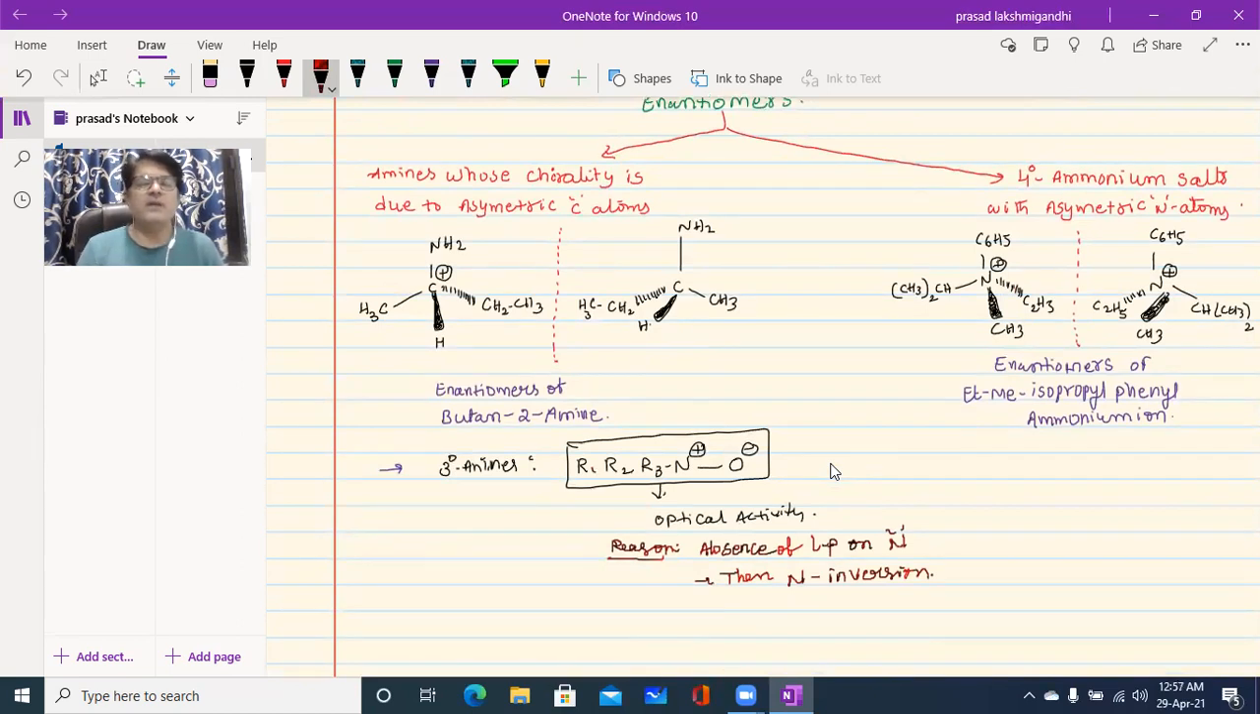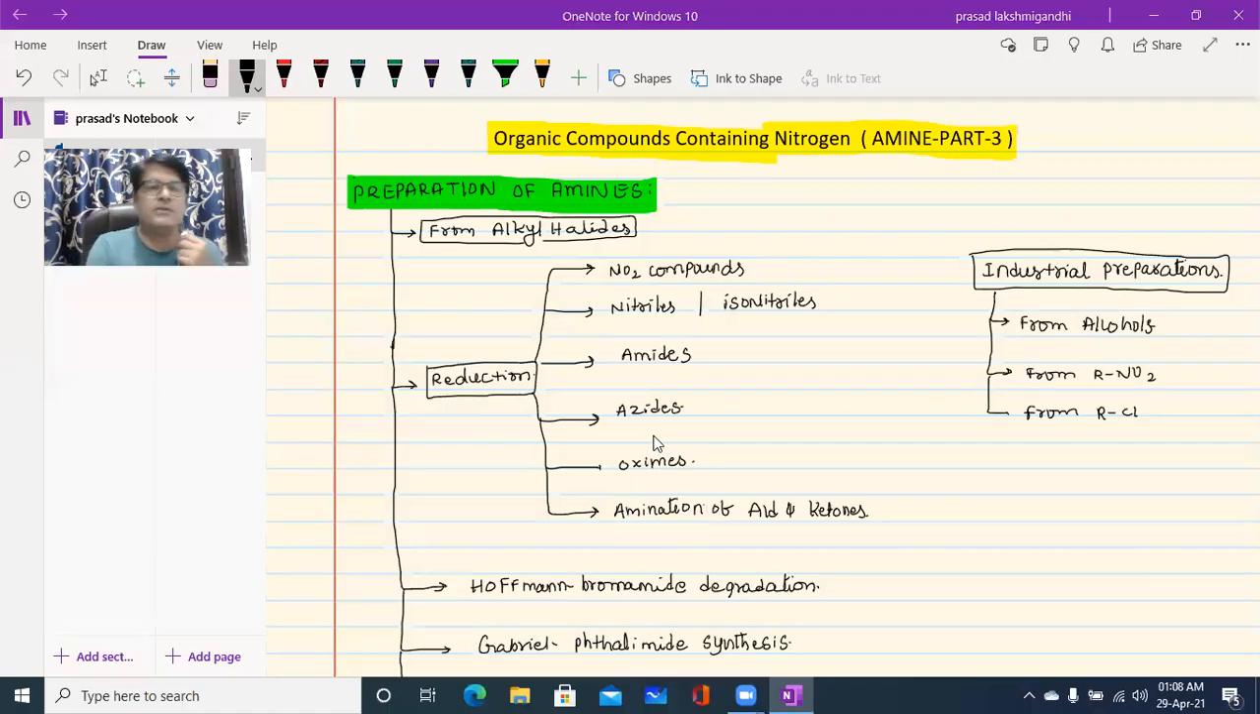So in the next part, we are going to learn about the preparation of amines. This is the preparation chart for the amines. This is a very easy method, and a very important topic for the IIT JEE Mains as well as from the NEET point of view. So here I prepared a small chart of the preparation methods of amines.